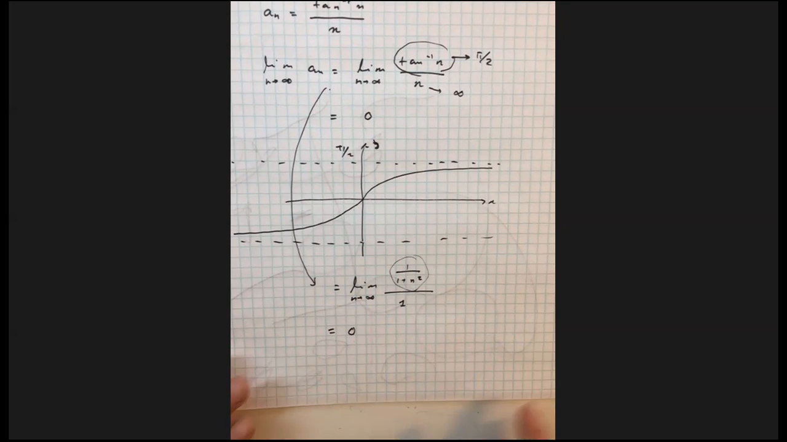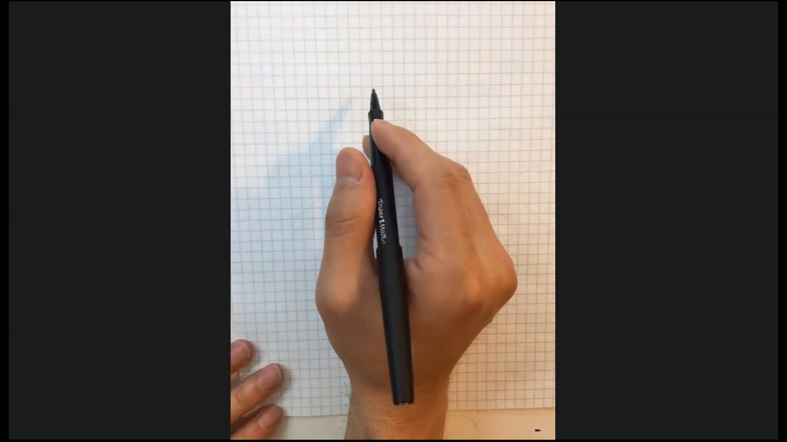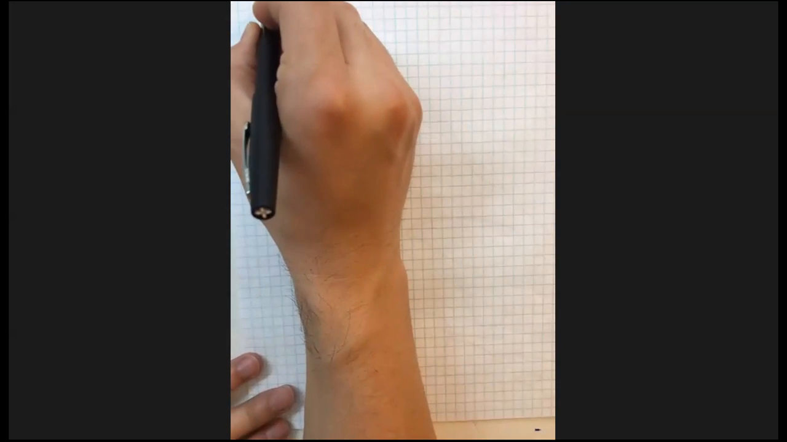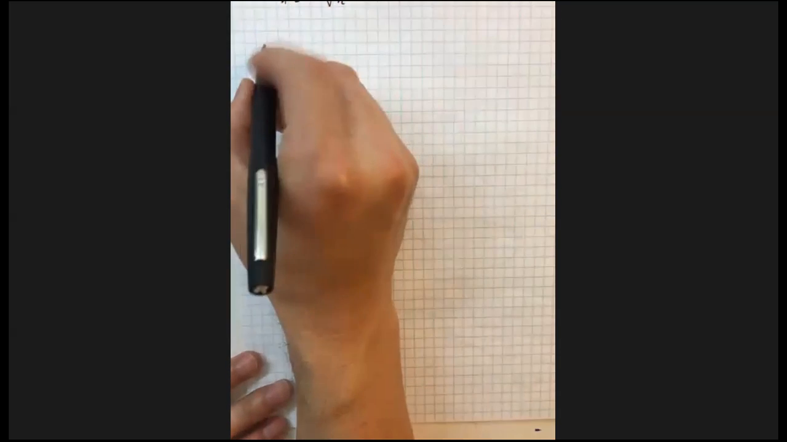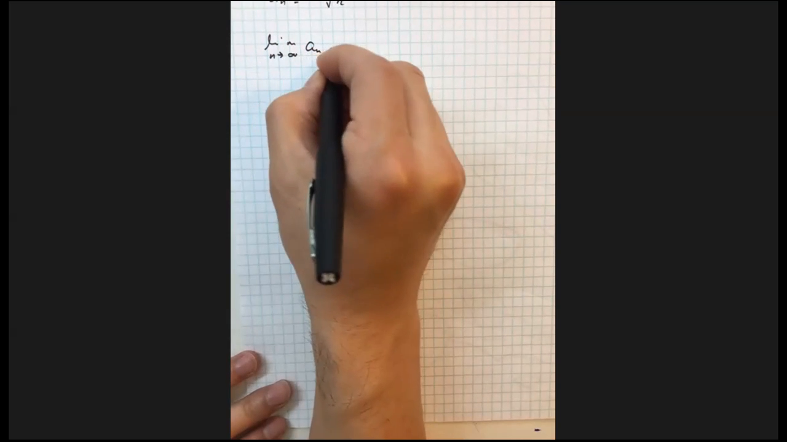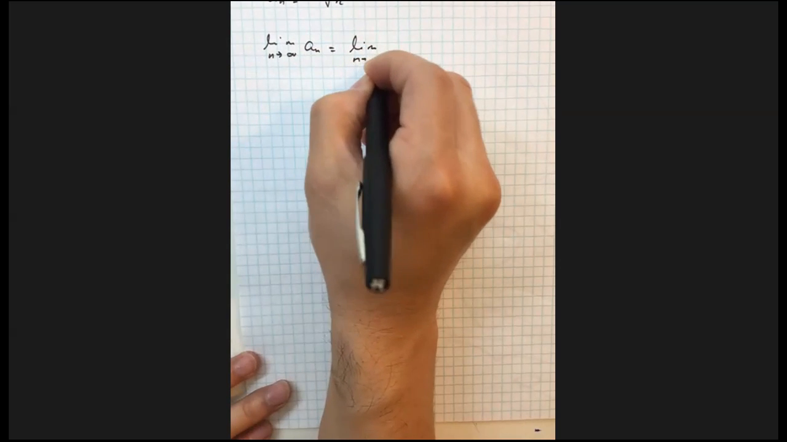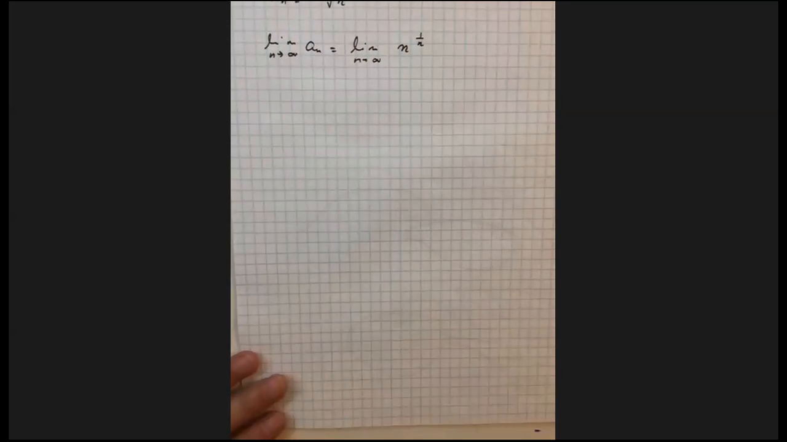Okay. So another example would be the following. So how do you do a question like this? Let's say that a_n equals n to the nth power. And to do that, the limit as n goes to infinity of a_n equals the limit as n goes to infinity of n to the 1 over nth power, right?